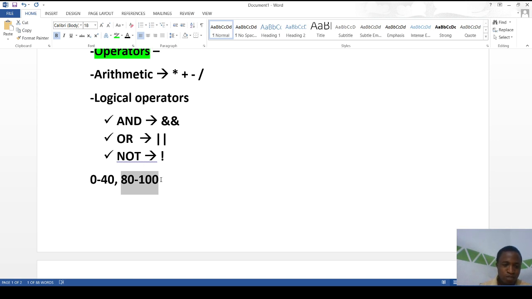So the AND condition has come in between the 80 and the 100. So the AND condition always works like this. If you meet two conditions, when A is correct and B is correct, give me the answer, right?